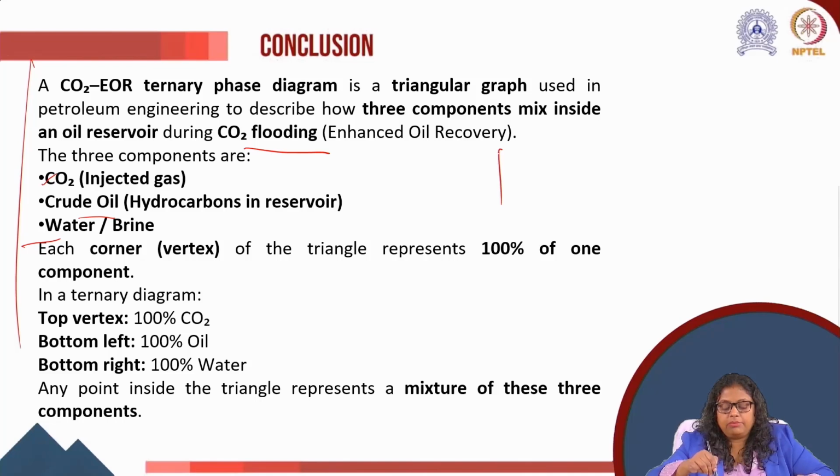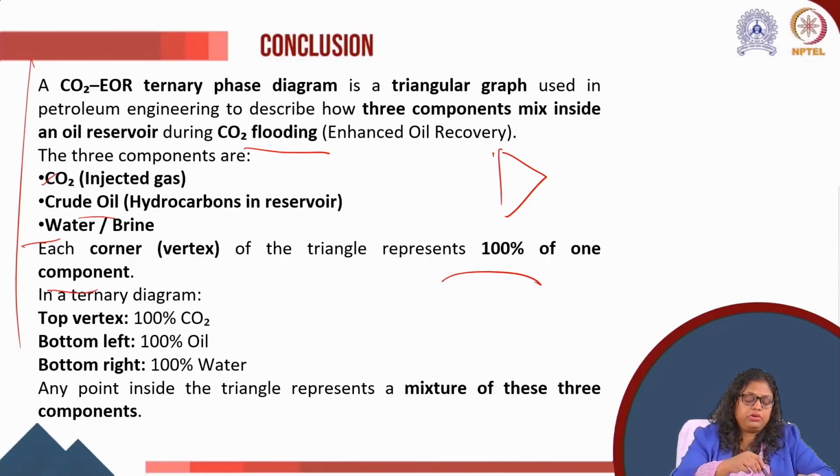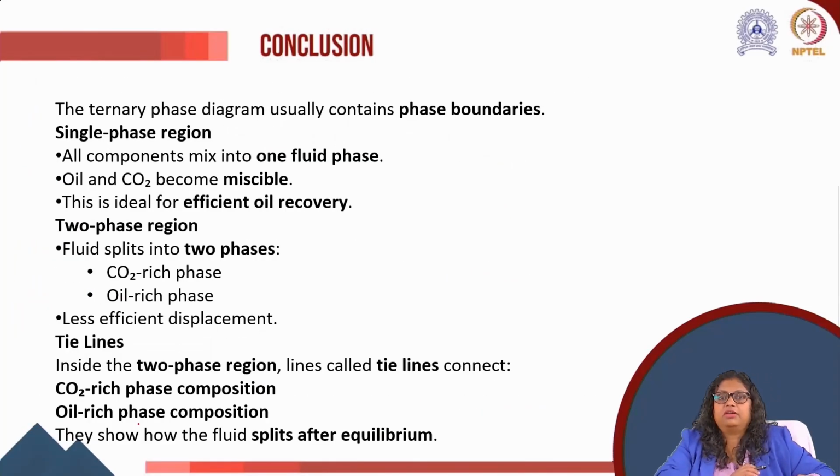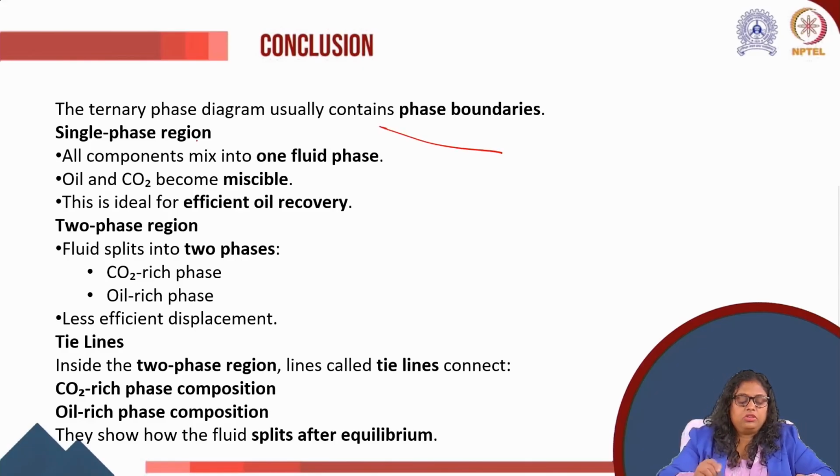So here we have the three vertices. Each corner or vertex of the triangle represents 100% of one component. In the ternary diagram, the top vertex can be 100% CO2, then 100% oil and 100% water at the bottom left and right. Any point inside the triangle represents a mixture of these three components. A ternary phase diagram usually contains phase boundaries, so we have the single phase, two phase and three phase regions. In the single phase region, all components mix into one fluid phase.